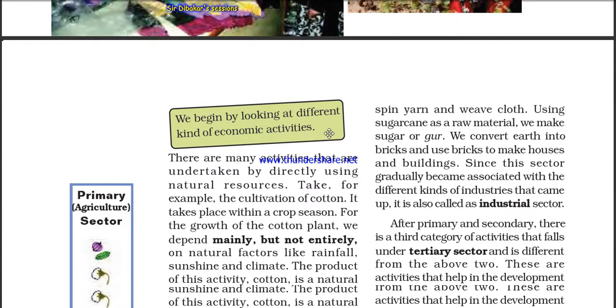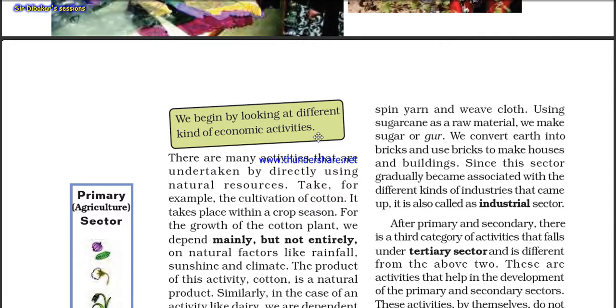Now, if we look at these different kinds of economic activities, we find that there are many activities that are undertaken by directly using natural resources. For example, the cultivation of cotton. It is an activity that takes place in the crop season only, not the whole year. And for the development of the cotton plant, we depend mainly but not entirely on natural factors like rainfall, sunshine and climate. The product of this activity, cotton, is a natural product.